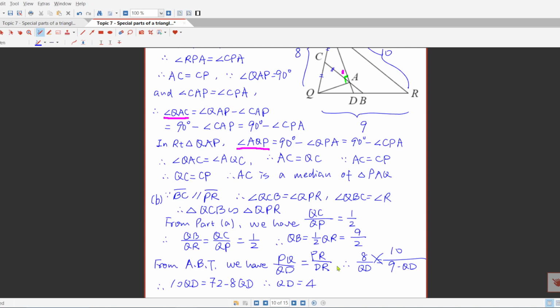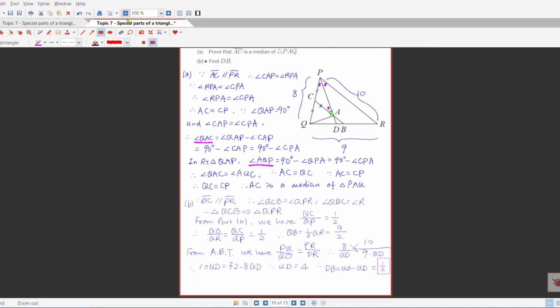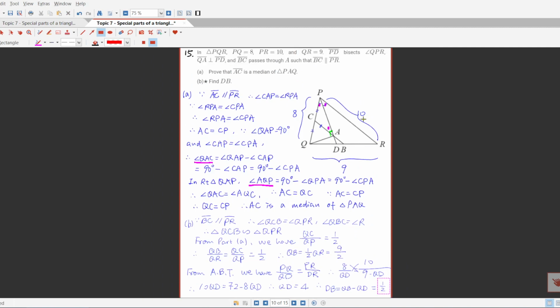If QD is 4, then DB is QB minus QD, which is 1 over 2, right? Okay, again, have a look at the solution here. Any questions, just let me know.